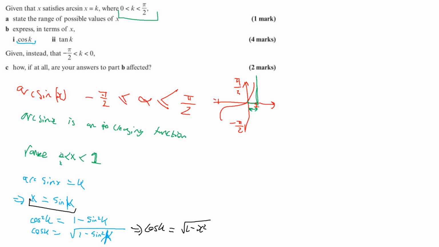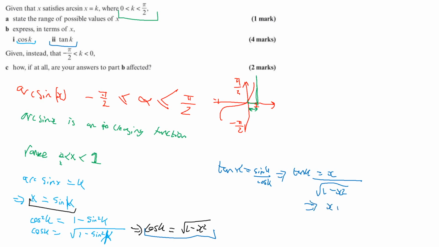We can use the same hypothesis with tan. We know that cos k is this, and guess what? Tan k is equal to sine k over cos k, right? Which means that tan k is equal to x over the square root of 1 minus x squared. If we want to rationalize that denominator, we can.